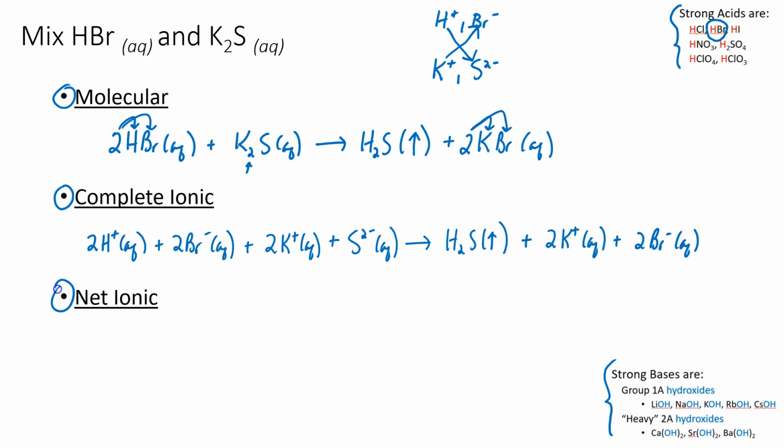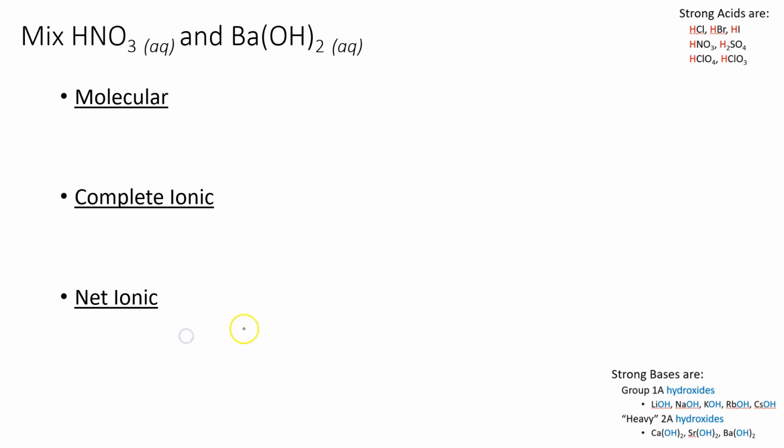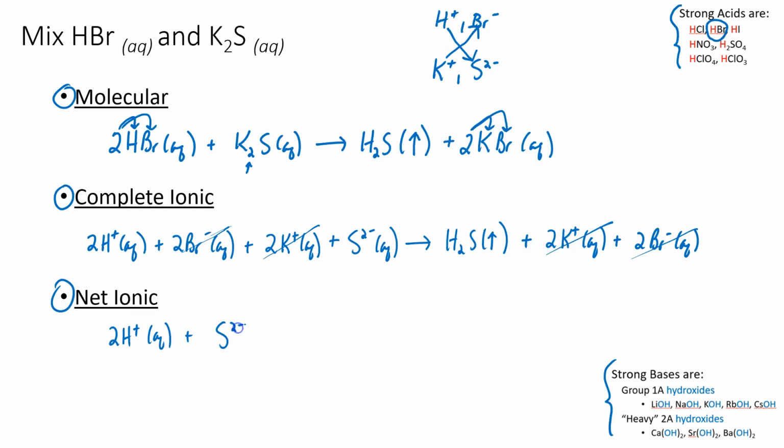Now for the net ionic, this is where we cancel out our spectators. I'm seeing 2 bromides on the left, 2 on the right, and I'm seeing 2 potassiums on the left and 2 on the right. So the net ionic is 2H plus, 1 sulfide yields hydrogen sulfide gas.